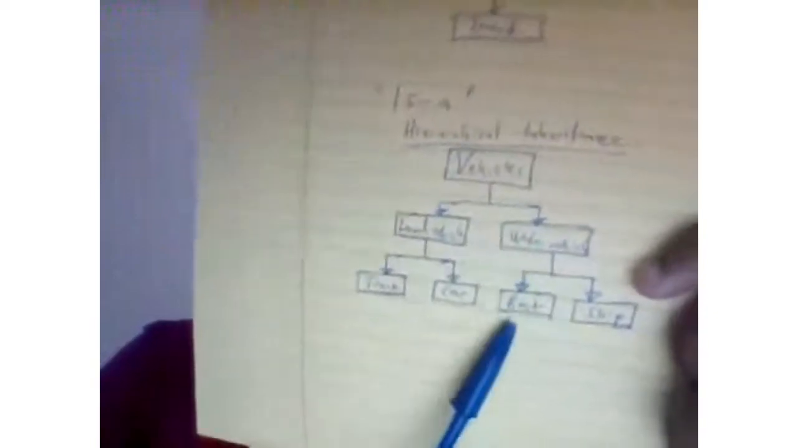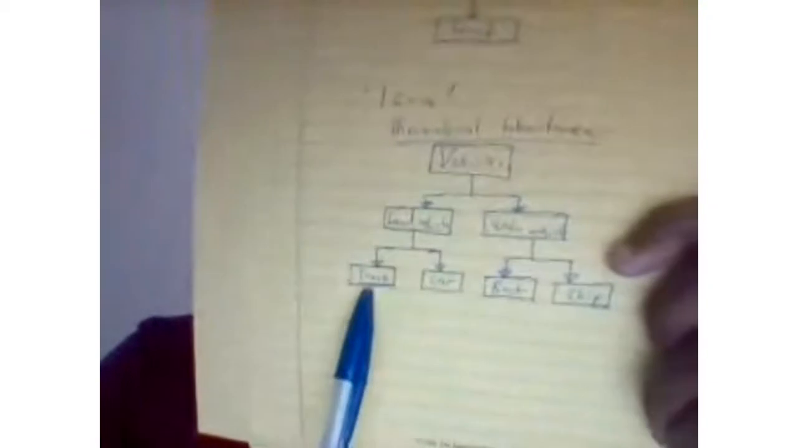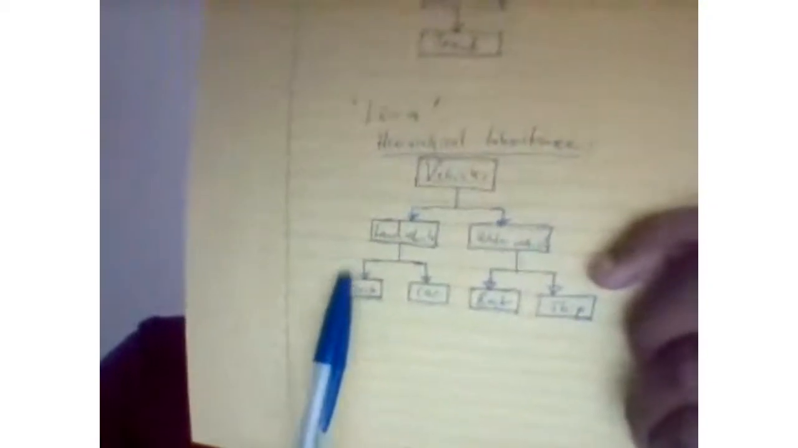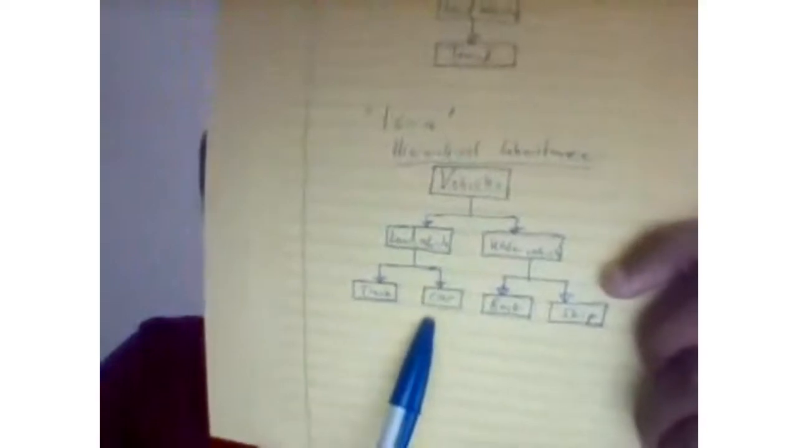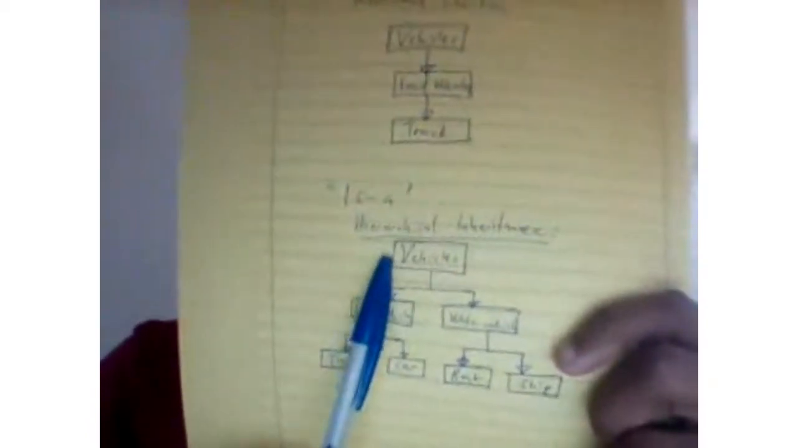Now, this is how we can say it. Remember this term: "is a" relationship. So here we can say a truck is a land vehicle. A lorry or a car is a land vehicle. A land vehicle is a vehicle. I hope you understand that.